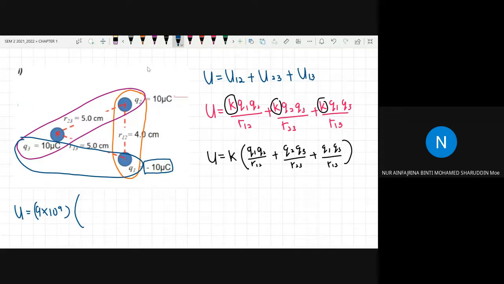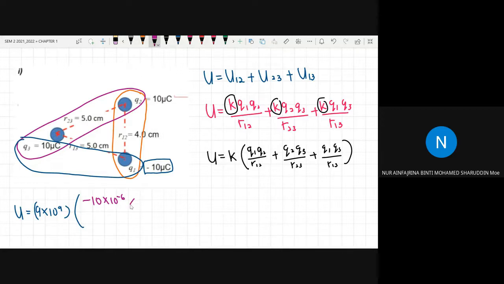Anyone? So will I consider yang negatif, negative or not? Fatin, buka mic. Ambil yang negatif. Alamak, Miss tak dengar awak lah Fatin. Ambil yang negatif, very good. Okay, Miss dengar dah. Negative 10 times 10 to power of negative 6 tu untuk charge 1.